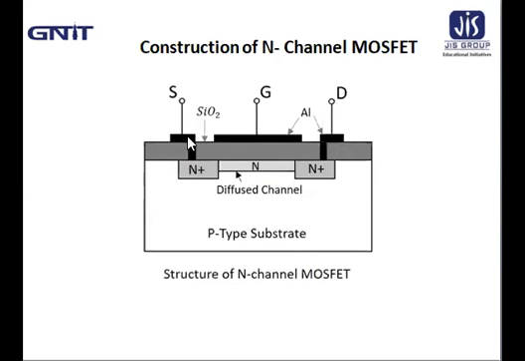A conducting layer of aluminum, that black portion, is laid over the entire channel upon the silicon dioxide layer from source to drain, which makes the gate. And the substrate is connected to the common or ground terminal.